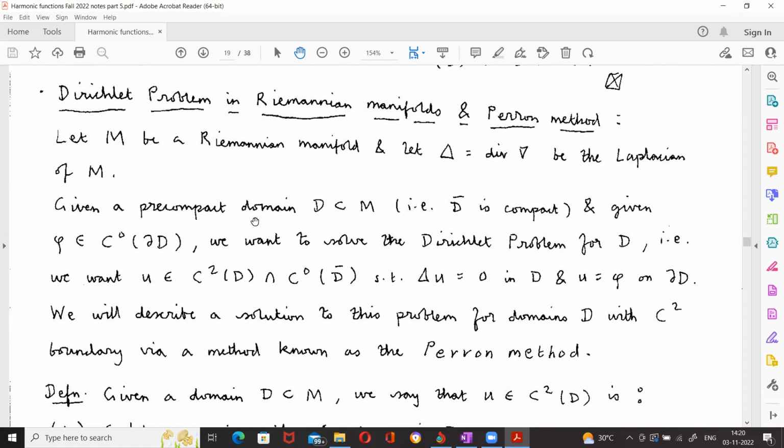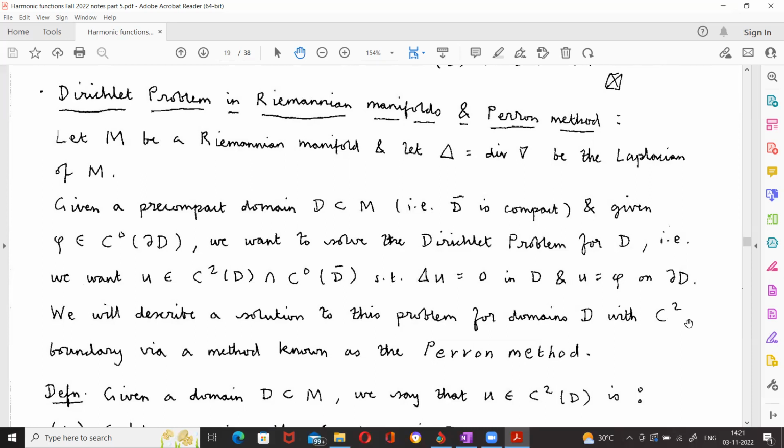So given a precompact domain D, so precompact means that D closure is compact, and given a continuous function phi on the boundary of D, we want to solve the Dirichlet problem for D. That means we want u, which is C2 in D, and C0 on D closure, such that Laplacian u is 0 in D, and u is equal to phi on the boundary of D. So we will describe a solution to this problem for domains with C2 boundary.